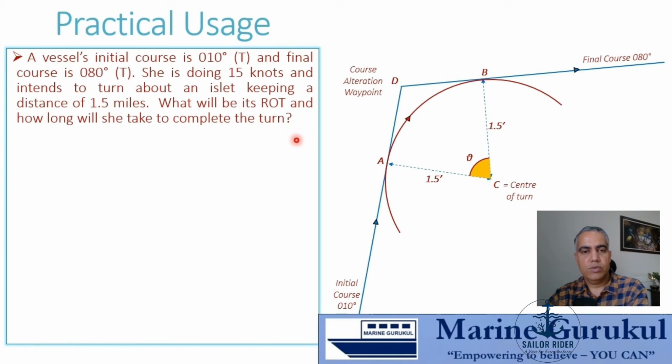So let us try to solve this using the concept of rate of turn that we have understood till now. So let us first make a diagram of the situation of the data which is given to us. You can see the diagram on the screen now.